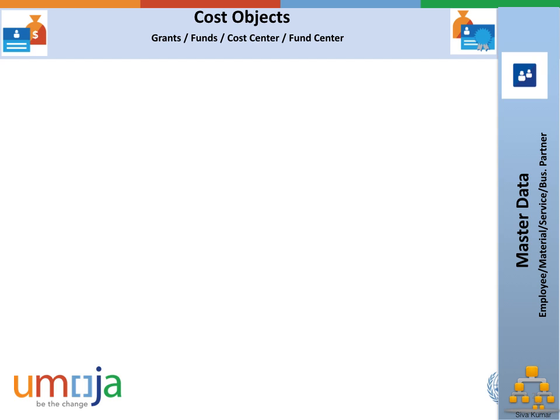So you have two layers. One is the cost layer, which has been defined by grants, fund, cost center or fund center, where you're going to fund the dollar amount for your process. And the other dimension is the master data, which is an employee, material, it could be a service or a business partner, it could be an org unit, or it could be anything. And these two axes play a crucial role in defining all the four dimensions which we explained.